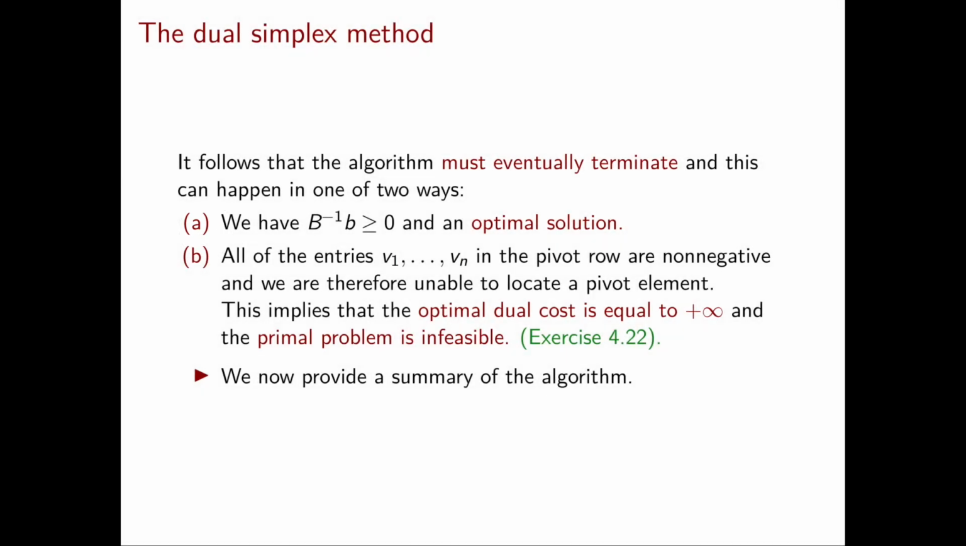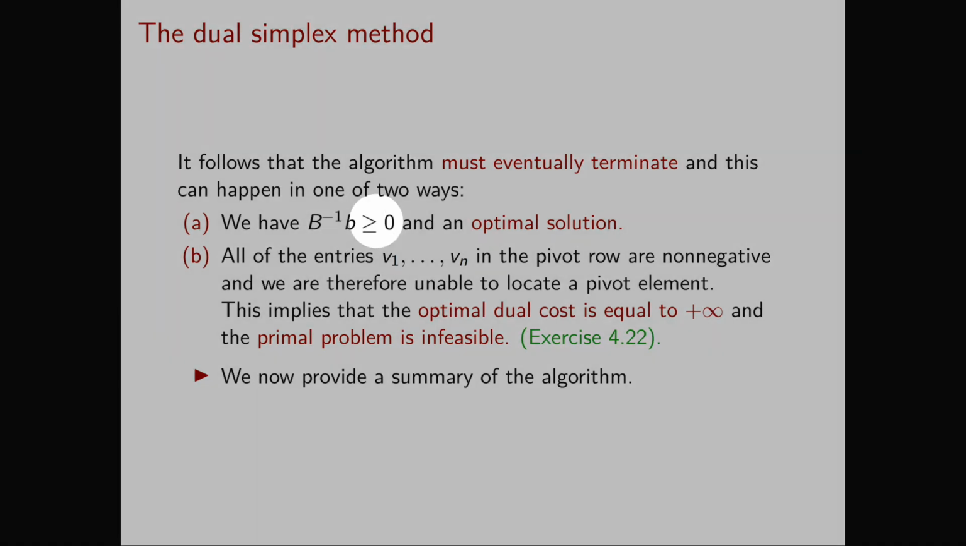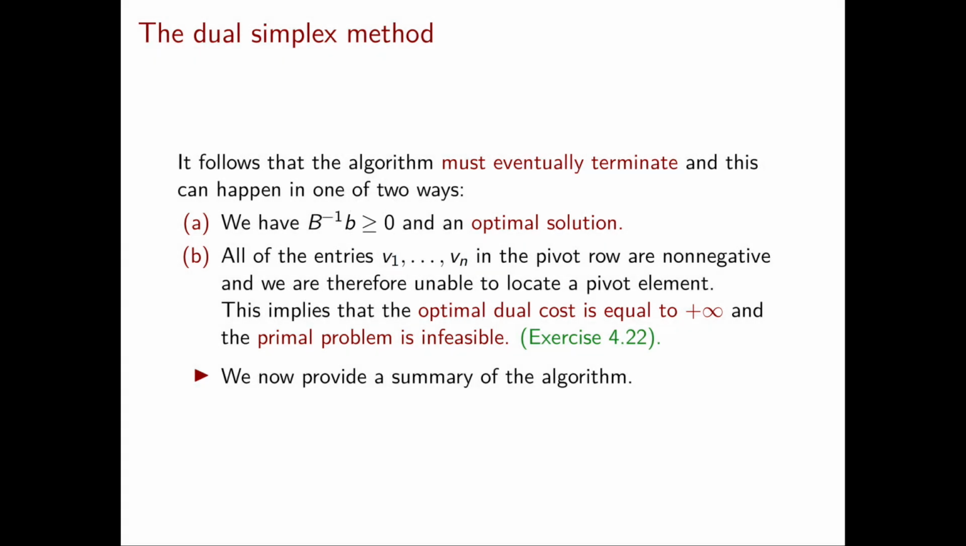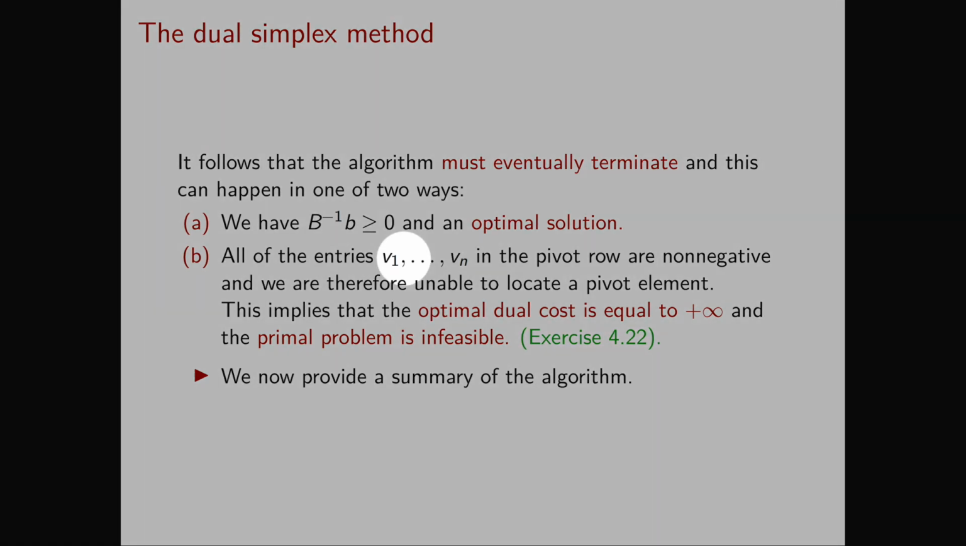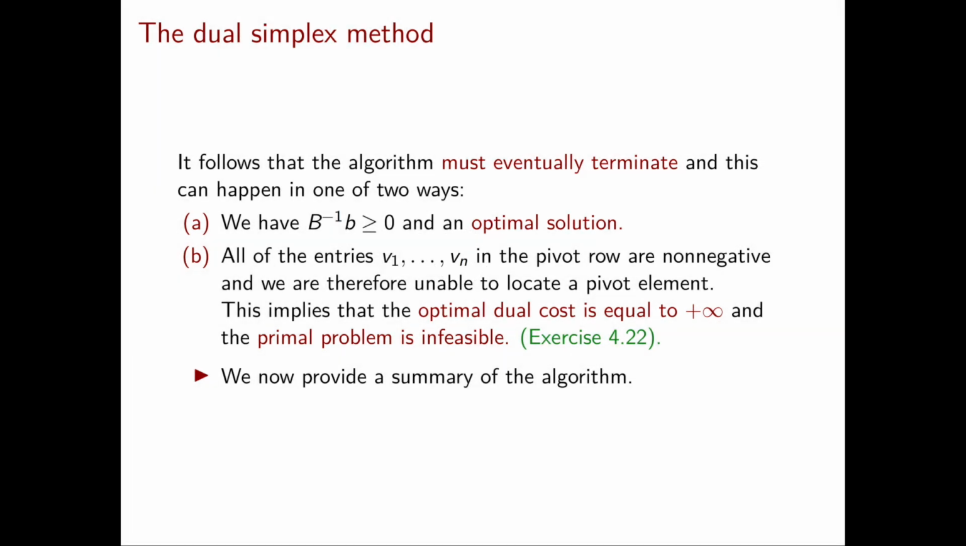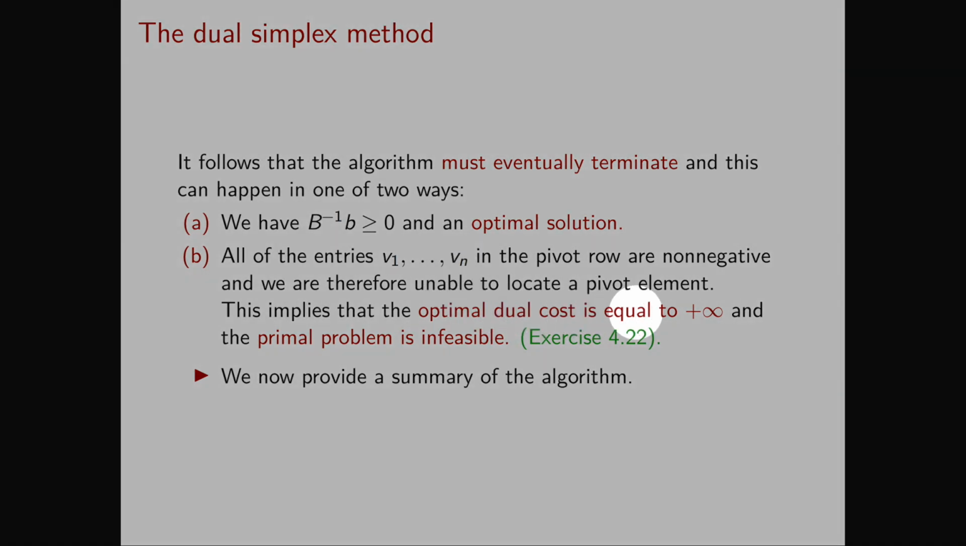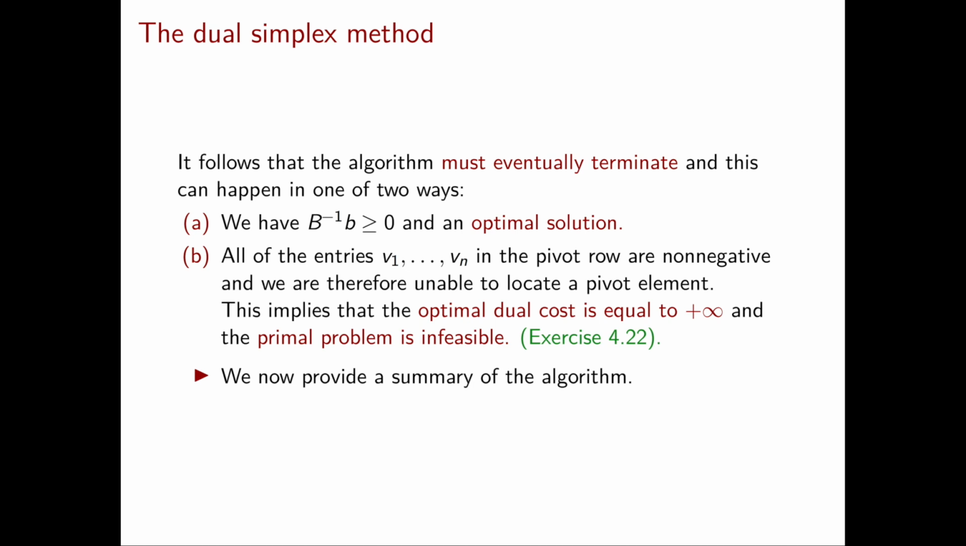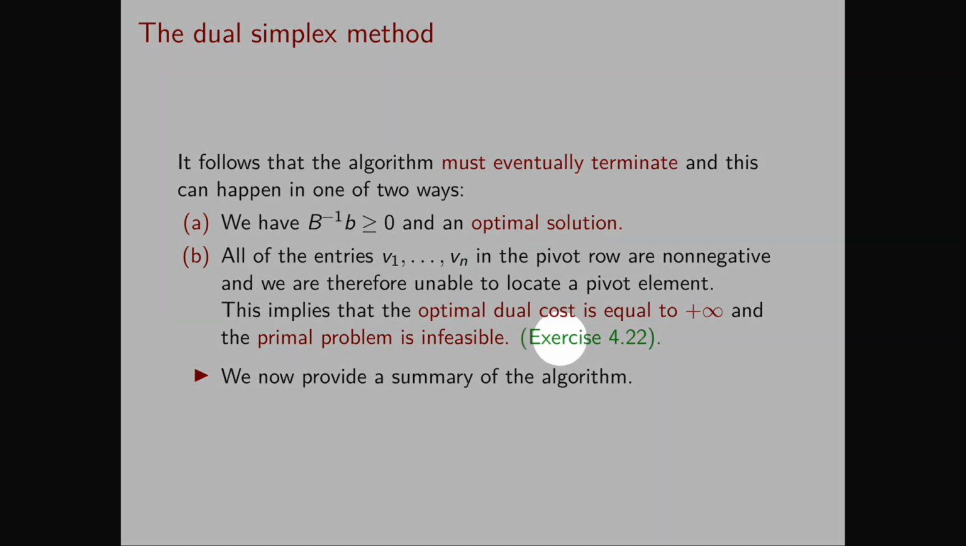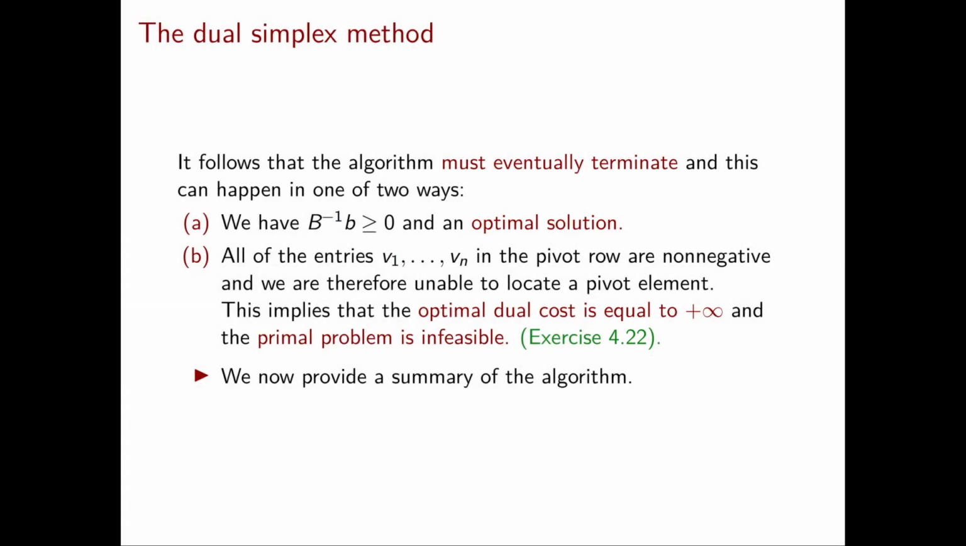Based on our discussion, the algorithm can then terminate in one of two ways. The first case is when we end up in the 0th column with B^{-1}b greater than or equal to 0. This means that we found an optimal solution. The second case is when all the entries v_1 until v_n in the pivot row are non-negative. This means that we're not able to choose a pivot column and a pivot element. In a way that is symmetrical to what we saw for the primal simplex method, this implies that the optimal dual cost is plus infinity and that the primal problem is infeasible. I refer you to exercise 4.22 for a guided exercise about this.